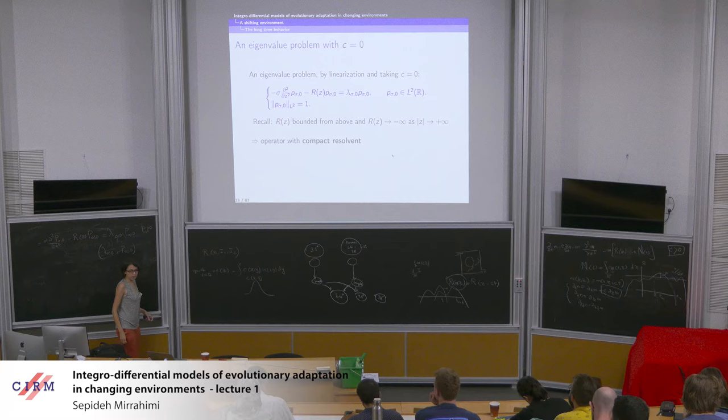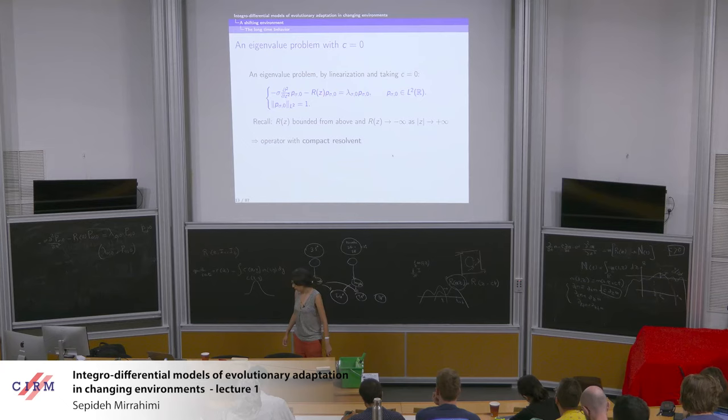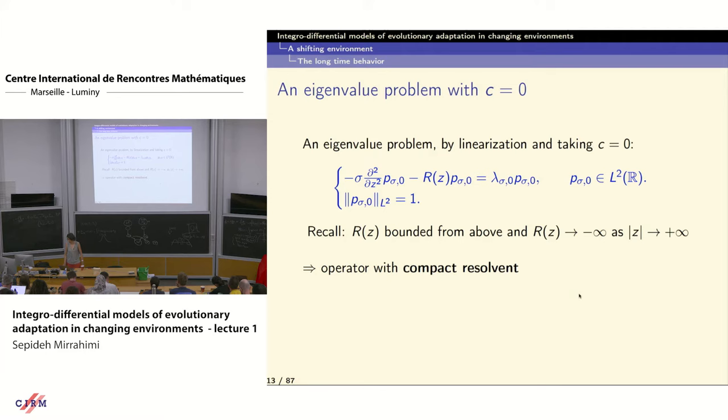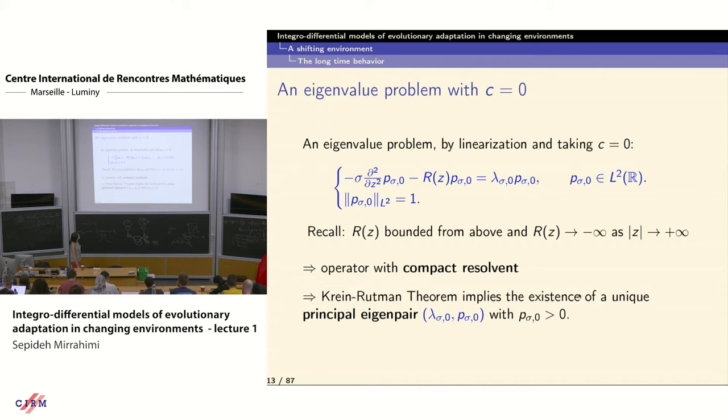And p sigma zero we will take positive. And of course, to have uniqueness, we have a normalization, for instance, the L2 norm has to be equal to 1. So this is a first eigenvalue problem.